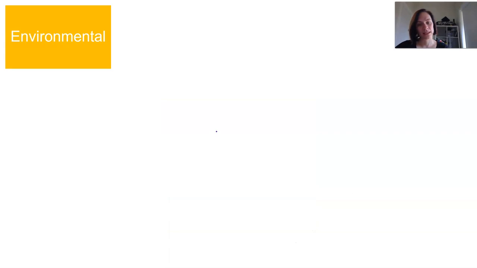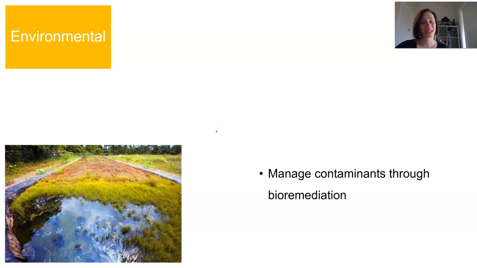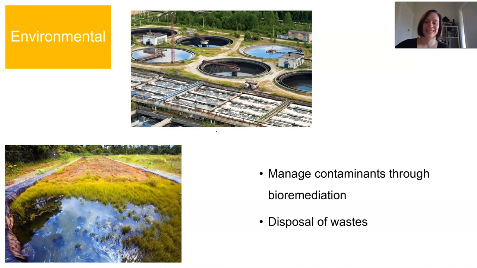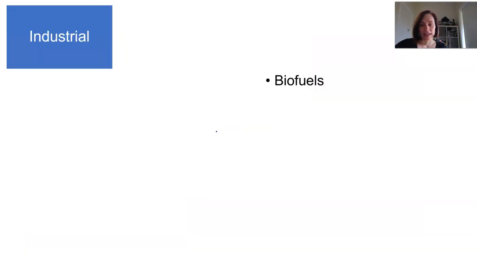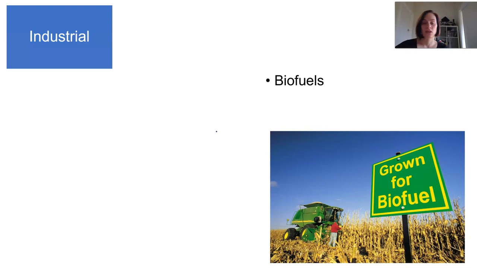Environmentally, we need to find ways of undoing a lot of damage we've done in various ecosystems. So we need to manage and remove contaminants and toxins using bioremediation, and we need to consider our management and disposal of wastes and find creative solutions to minimize the further damage that we're going to do or we've already done. Now, industrially, energy production is a huge issue which needs to be managed.